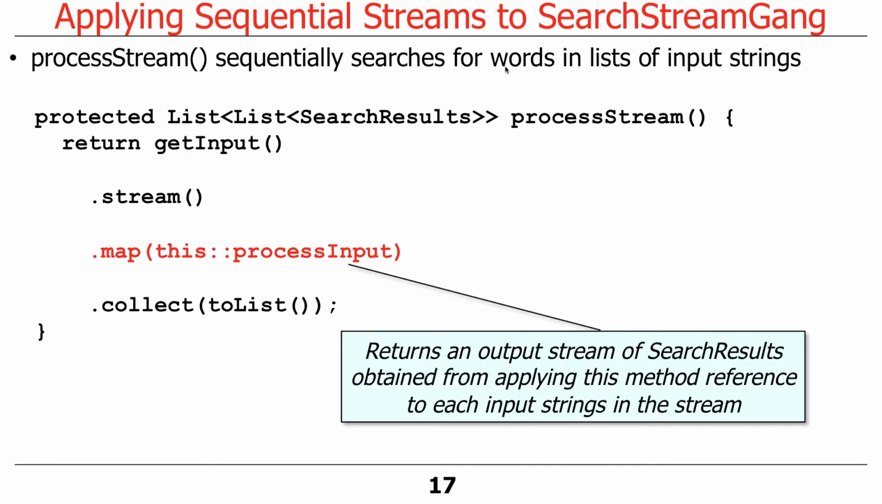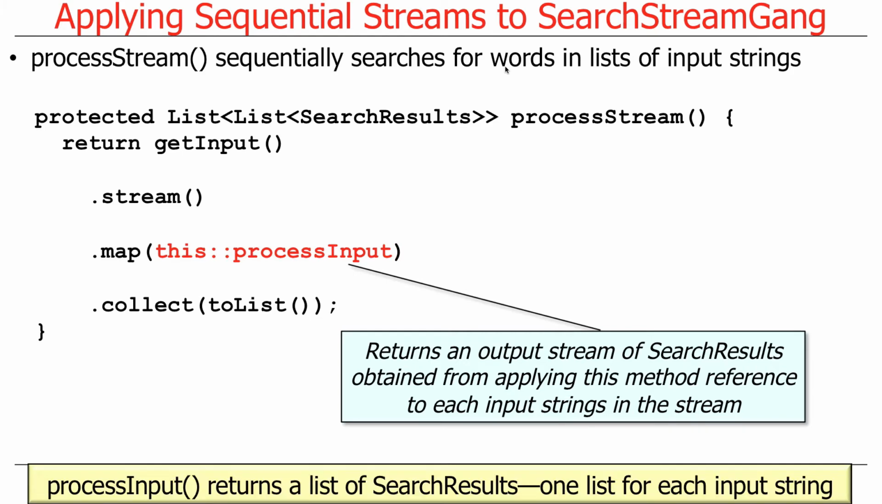And then for every element in the stream, which is a stream of strings, we're going to call a method reference called process input. We'll talk about that method in a second. What you can see here is that this is taking a stream of strings and mapping it into a list of search results, where each list contains a match, if any, for every search word that appeared in each of the input strings. So we're basically saying, call the process input method and convert the input strings into a list of search results.